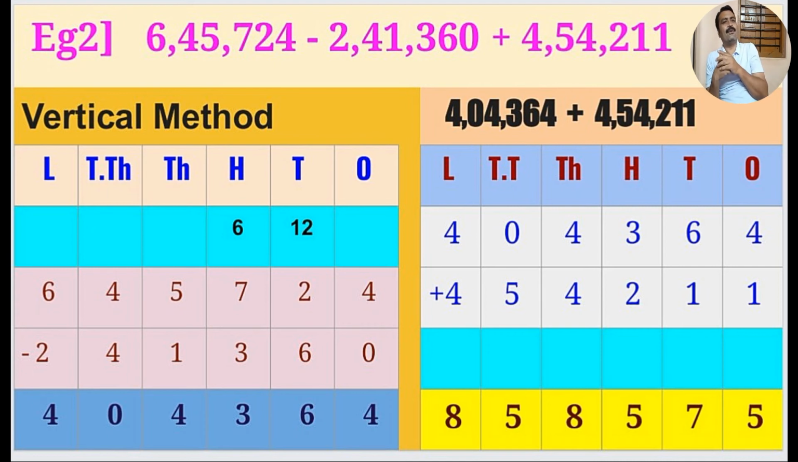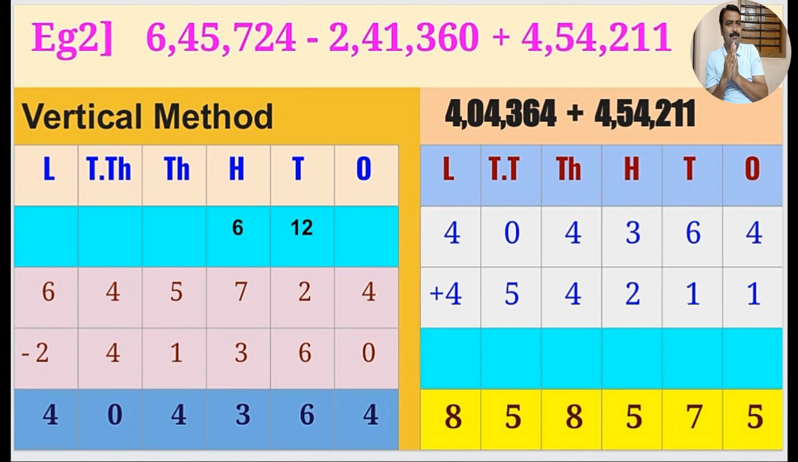Now we want to arrange 4,54,211. While arranging the second number, we start the opposite way, from the ones place. 1 we arrange below 4 in the ones column, 1 below 6 in the tens column, 2 below 3 in the hundreds column, 4 below 4 in the thousands column, 5 below 0 in the 10,000s column, and 4 below 4 in the lakh column.